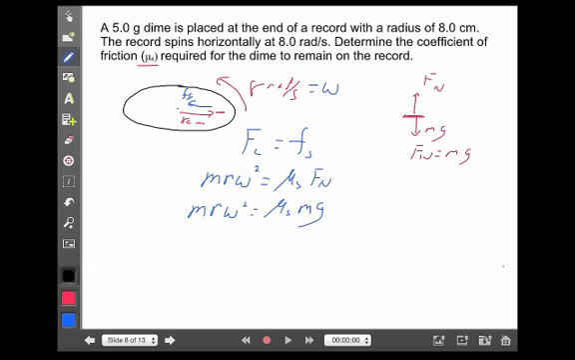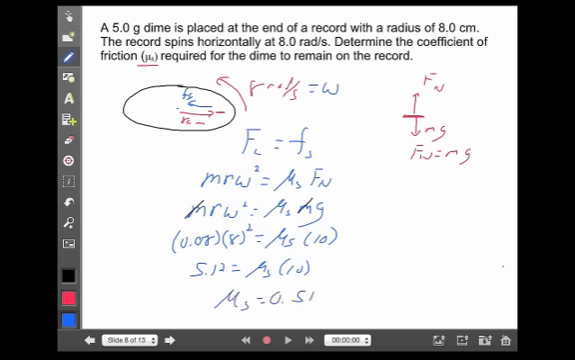Now again, I gave you the mass of the dime, which you could use, or you could just cancel it out, which I always find is easier to do whenever I can. The radius is 8 centimeters, or 0.08 meters. The angular velocity is 8 radians per second, which is all squared. Coefficient we don't know. And gravity is 10. When we multiply this on the one side, we get 5.12. Divide by 10, and we get a minimum coefficient of 0.512.